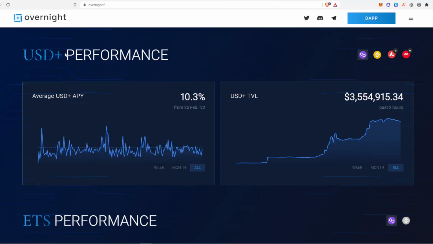APY. USD Plus is a little bit different because these guys rebase, so they increase the supply and then distribute those tokens to all the holders, so your number of tokens increases over time, whereas Scepter isn't going to work like that. Instead of increasing the amount of tokens, each token is going to be worth more as the treasury increases in value.